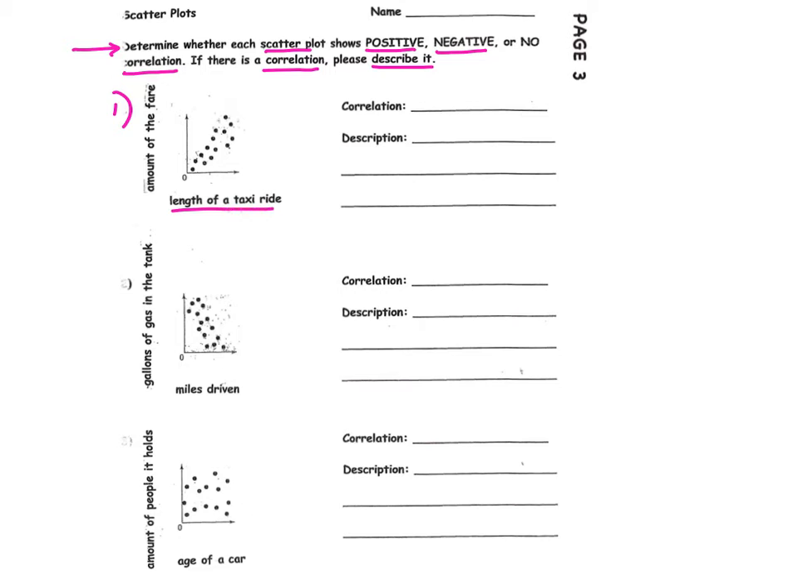The length of a taxi ride is X, and the amount of fare or money you spend on that ride. As you look at the scatter plot, clearly there's a correlation. It slants upward, which means it's a positive correlation or relationship. Basically, as X increases, Y increases.